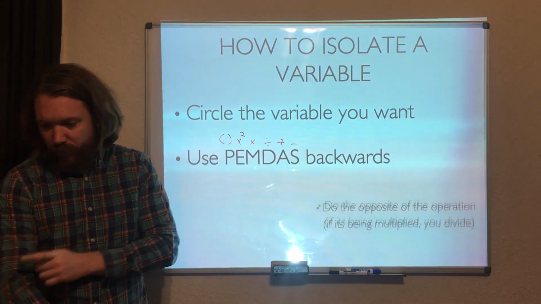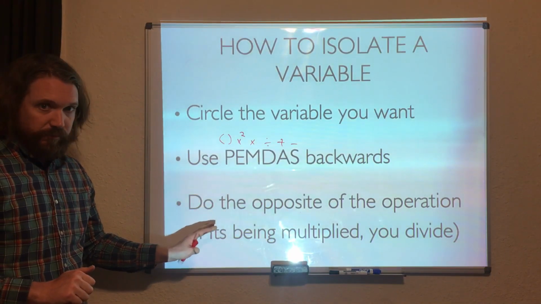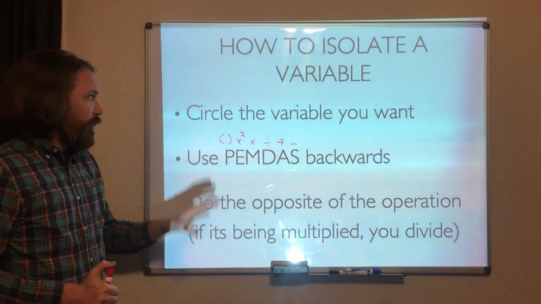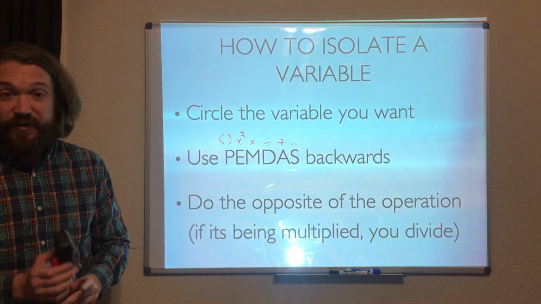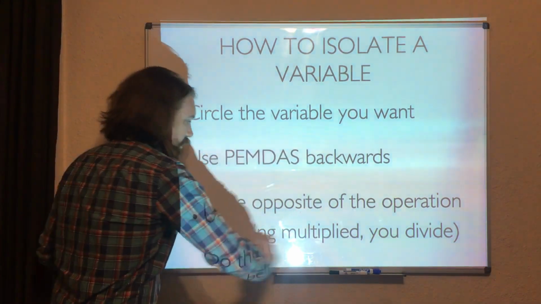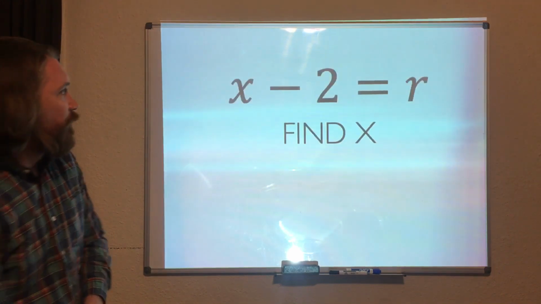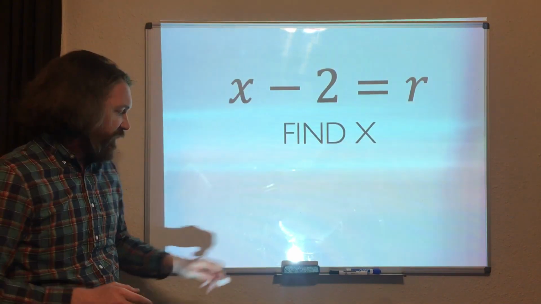And then the last thing you're going to want to do is whenever you have an operation, do the opposite of that operation. This may sound complicated, so I'm going to go through a few examples to show you that it's not. You probably already know how to do this. Okay. So let's go through a couple of these real fast. All right, number 1, x minus 2 equals r, find x.